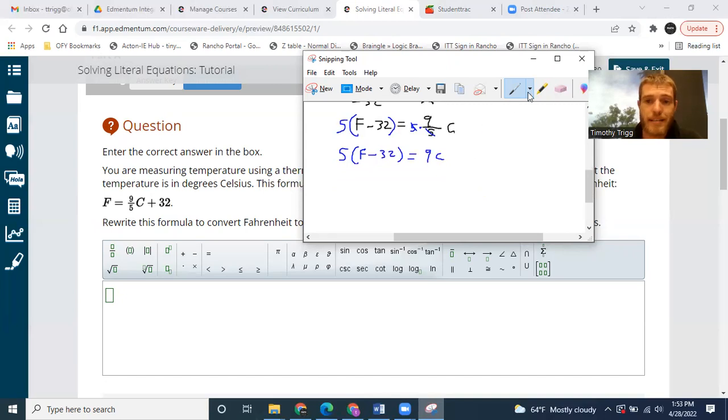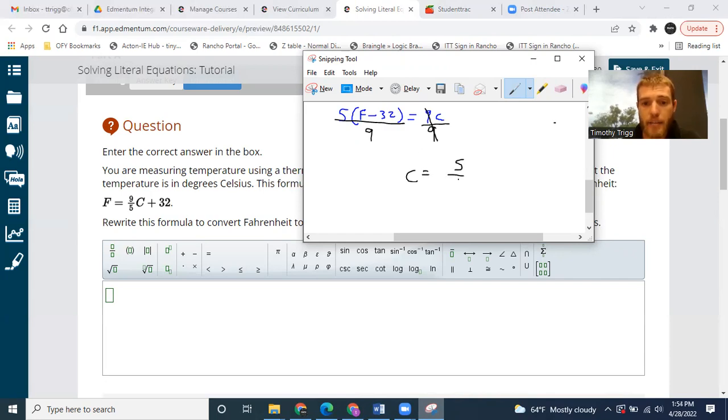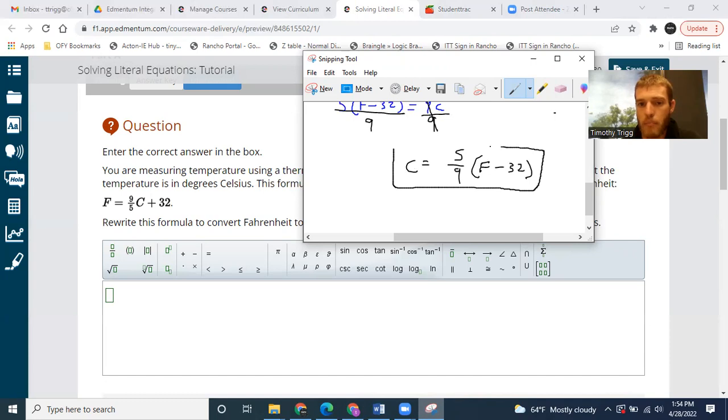Once again, our goal is to get C by itself. So hopefully you can see that the next step will be to divide by this coefficient, 9. We divide the left side as well by 9. So there's a couple ways you can write this. You could write it as C equals, and we can call it 5/9 times F minus 32. Or you could write it like how it is here, where the whole thing is over 9. I think they're gonna want it more like this though.